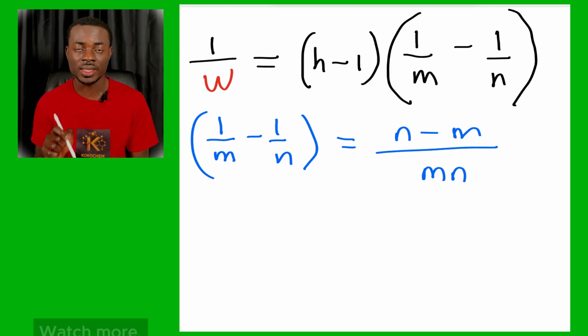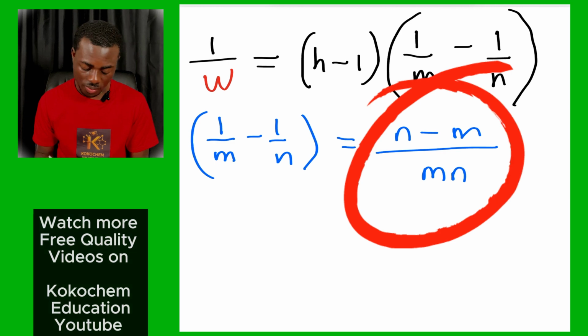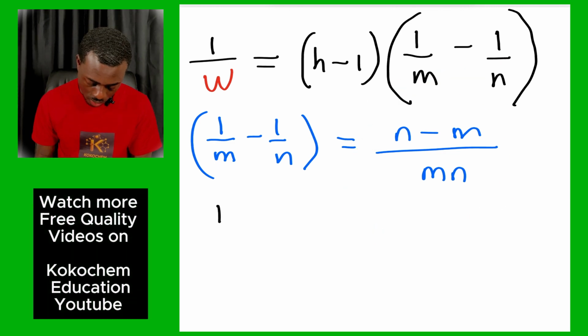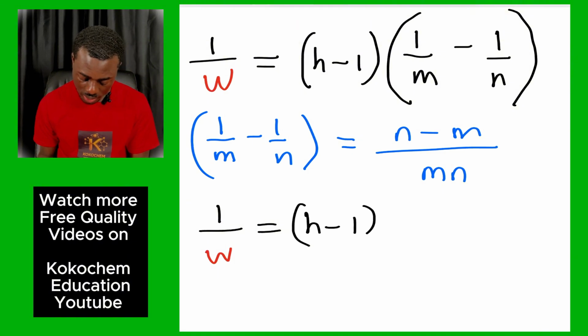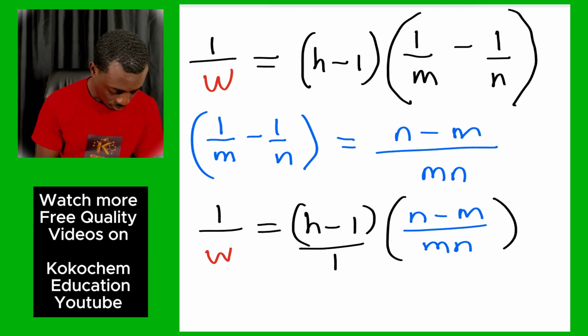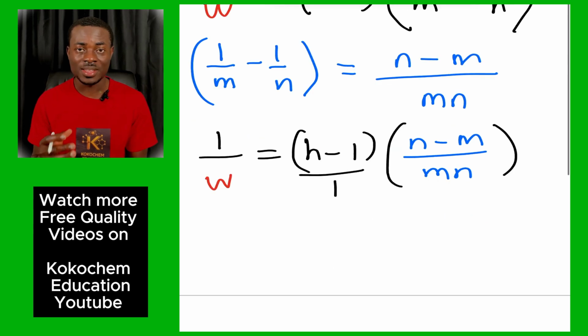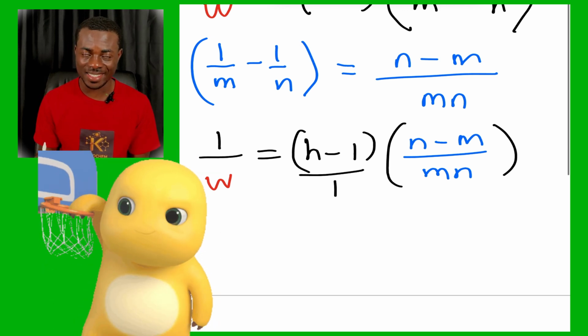So we are going to put this combined fraction back into the original question. We will have 1 over w equals h minus 1, which is the same thing as saying h minus 1 divided by 1, open bracket, n minus m divided by mn, close bracket. So with this simplified step, the question has now become so much easier to solve, isn't it? Yes.